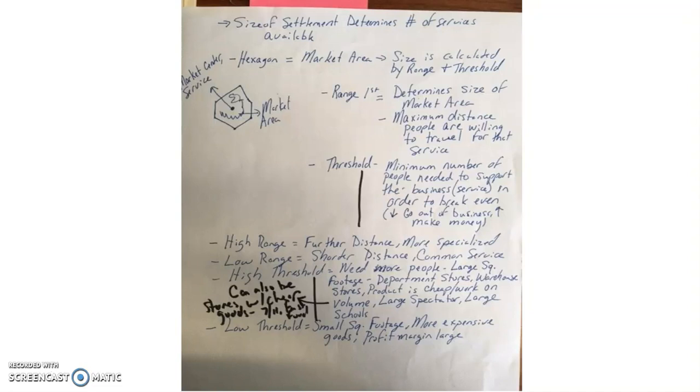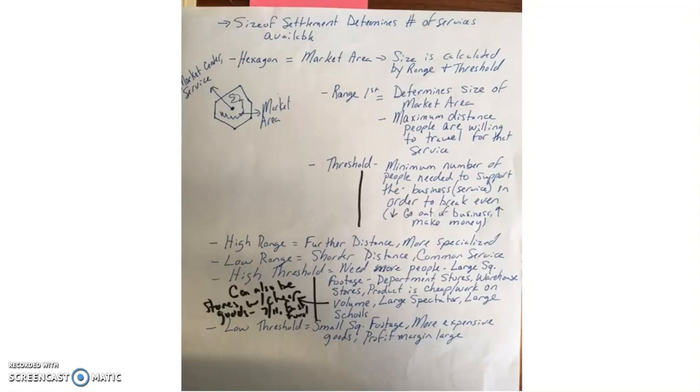When we talk about high range, this means that people are willing to travel a further distance. Typically, you see these in more specialized services. This would be like a major university or a specialized doctor or maybe a major concert. Low range means a shorter distance. This tends to be a common service, like a 7-Eleven or a Publix or maybe a local high school band concert.